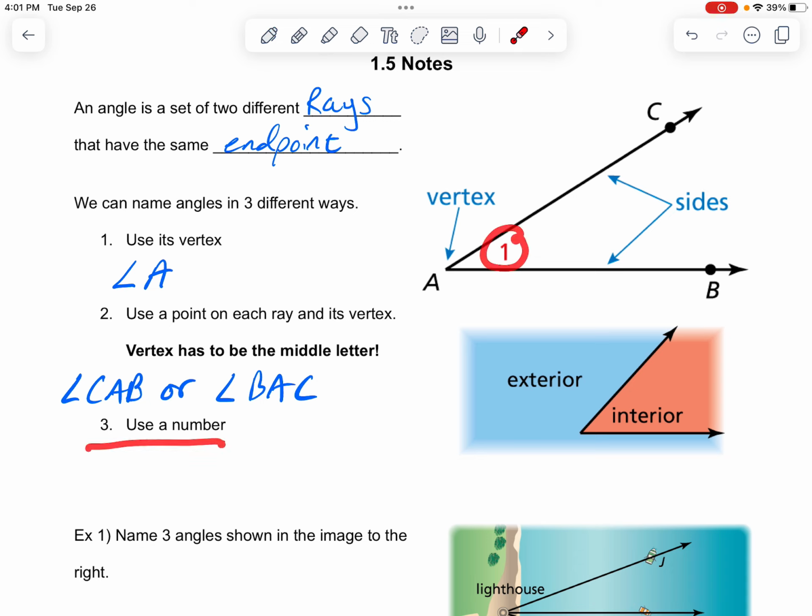And finally, if there is a number, we can use that. That number will be small. It'll be right in the corner inside of the angle. And if there is a number there, we can use that to name our angle. So this could also be called angle 1.